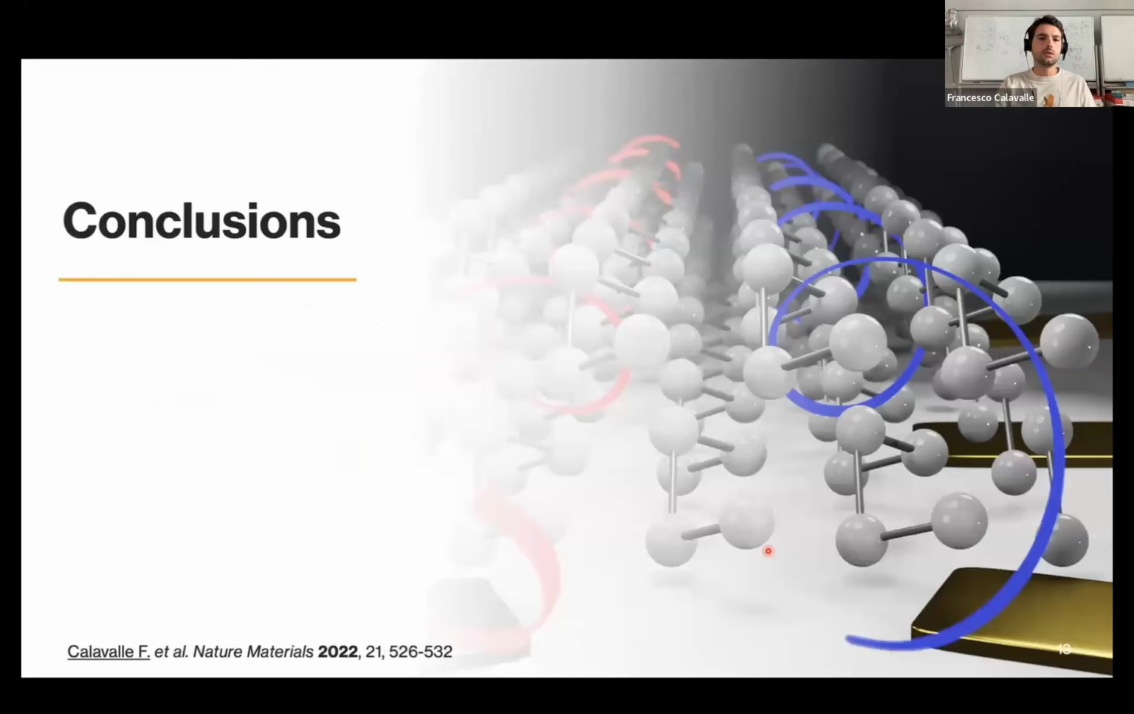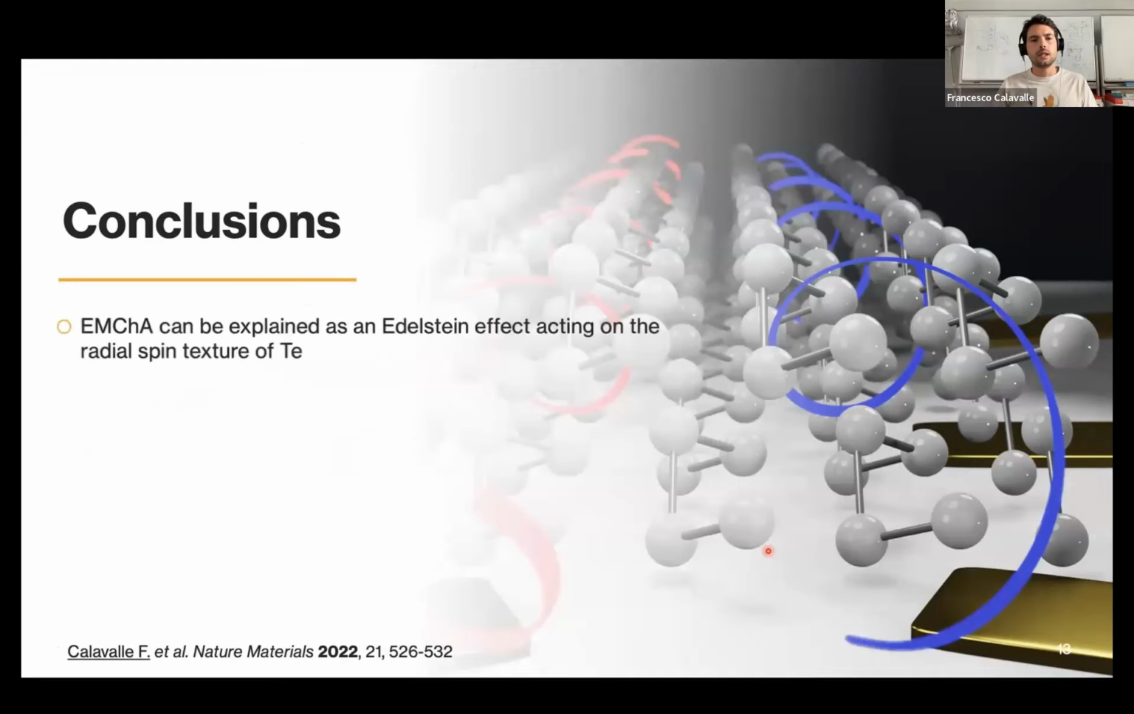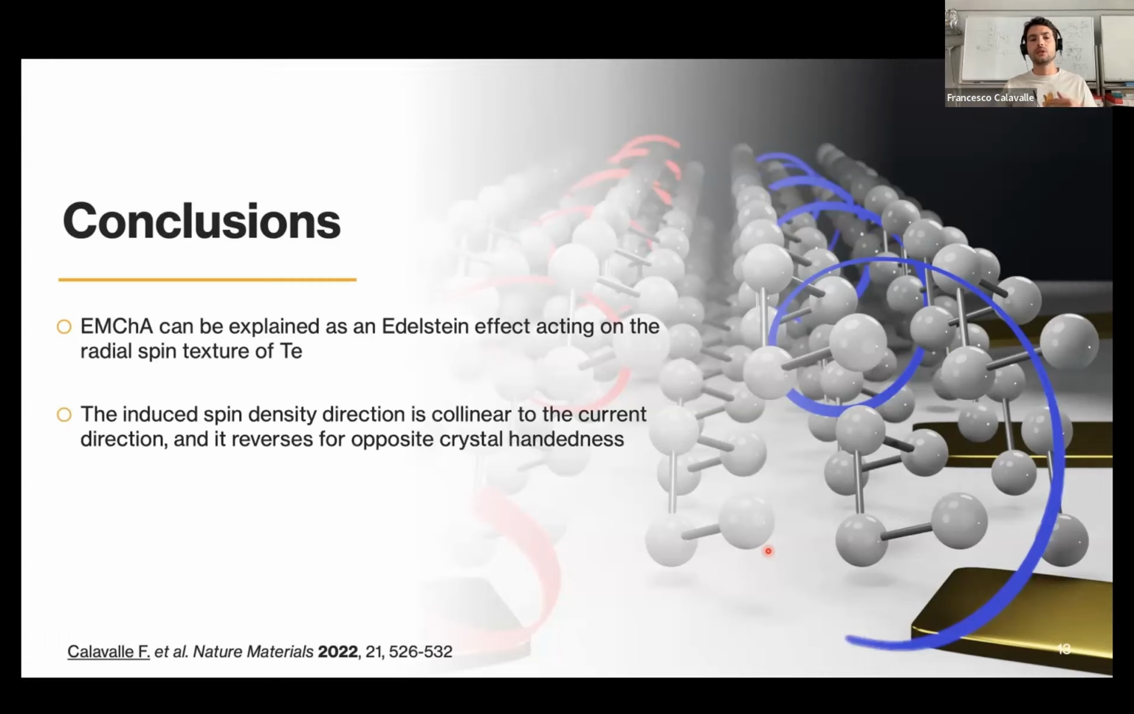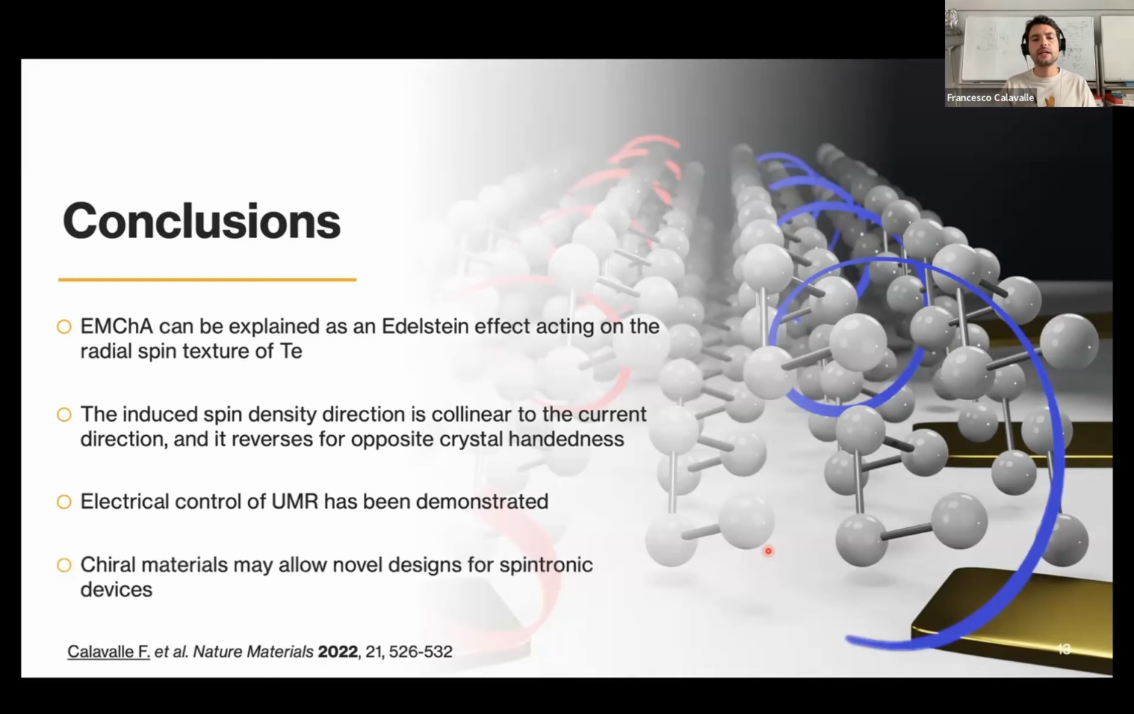So with this, I would like to conclude. I hope that I convinced you that the symmetries of materials are very important for spin-to-charge conversion mechanisms, that electrical magnetochiral anisotropy can be explained at the microscopic level with an Edelstein effect acting on the radial spin texture of tellurium, which induces a spin density collinear to the current direction, which is highly unusual with respect to other materials. And it reverses for opposite crystal handedness, which we can also control electrically with a standard gating technique. And finally, chiral materials may allow novel designs for spintronic devices.